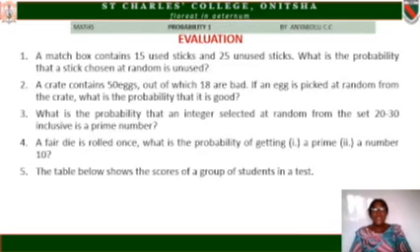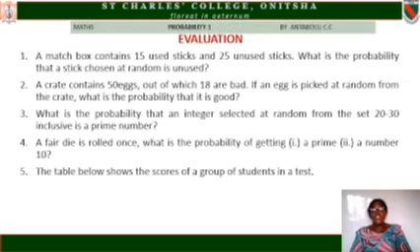Evaluation. 1, a matchbox contains 5 used sticks and 25 unused sticks. What is the probability that a stick chosen at random is unused? 2, a crate contains 50 eggs, out of which 18 are bad. If an egg is picked at random from the crate, what is the probability that it is good? 3, what is the probability that an integer selected at random from the set 20 to 30 inclusive is a prime number?